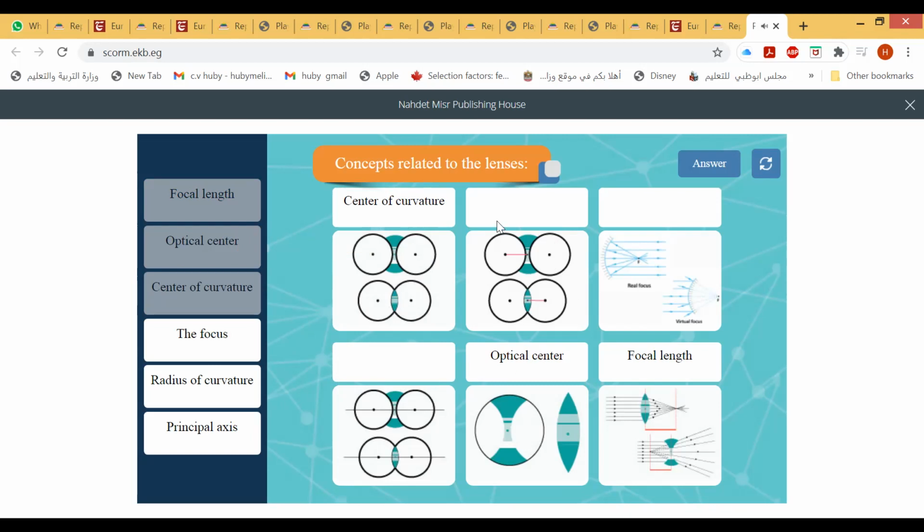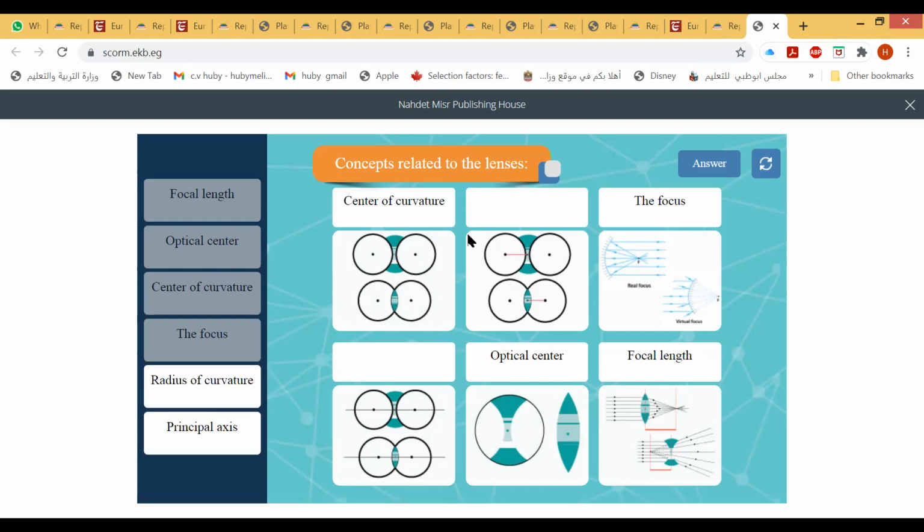These are very important concepts in this lesson about lenses. Focus. The focus of the lens is the point of collection of refracted light rays in the convex lens, or the point of collection of the extensions of refracted light rays in the concave lens.